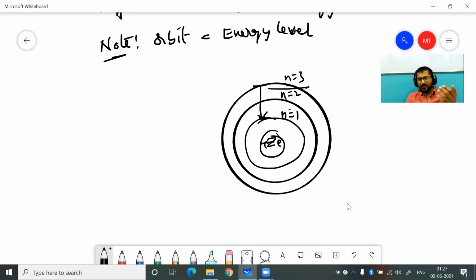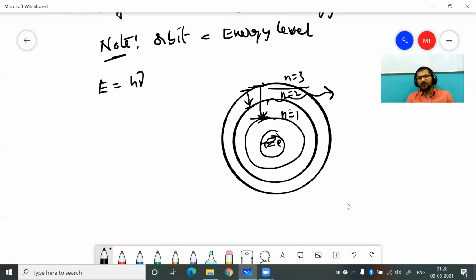when it is jumping from a higher energy level to a lower energy level, it radiates or emits a photon with an energy, whose energy is equal to h nu, and this energy is equal to the energy difference between these two energy levels. If it jumps from 3 to 1, what is the energy difference between these two levels? That much energy photon it will radiate. Whereas if it jumps from 3 to the second level, it will emit a photon whose energy is equal to the energy difference between these two energy levels. That is how emission of energy takes place.